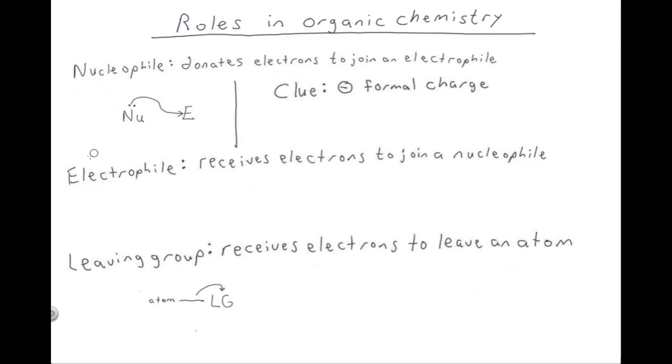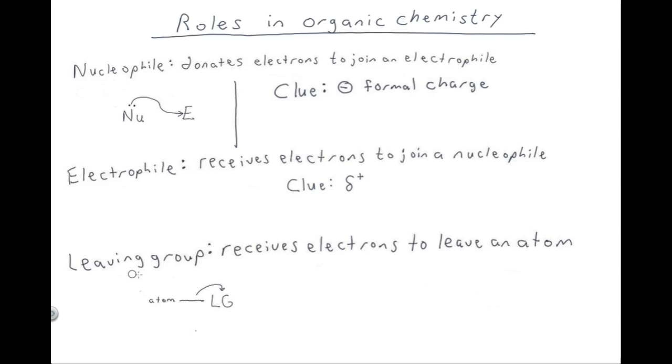What's an important clue for when an atom can play the role of electrophile? The clue we discussed in the SN2 series is an atom with a delta positive charge is likely to play the role of electrophile. That makes sense because if something has a positive charge, it's going to tend to attract negative electrons. A positive charge would attract negative electrons.